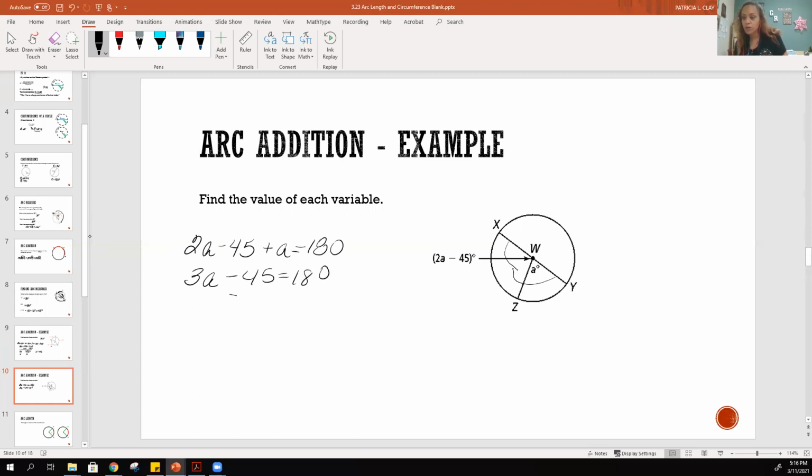We're going to add 45 to the other side. So we're going to end up with 3A is equal to 225. And then we're just going to divide both sides by 3. So we have A is equal to 75. All right.